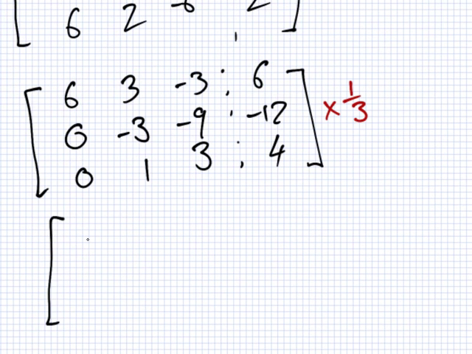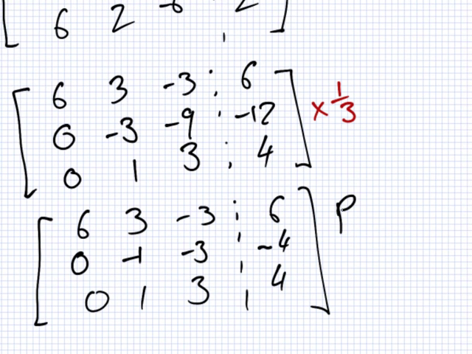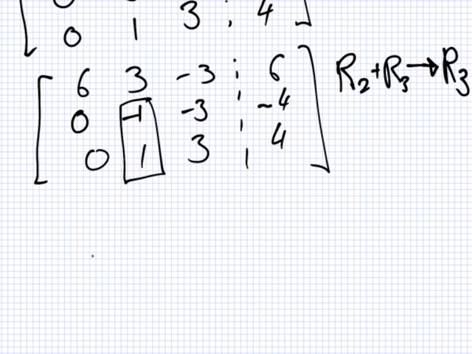So I'll have 6, 3, minus 3, 6, 0, minus 1, minus 3, minus 4. And then the last one's the same. What do I do next? Row 2 plus row 3 and put the answer on row 3. But why didn't we make it the same like before? We're making these two the same. I want to try and kill them. Oh, yeah. So let's do that one.